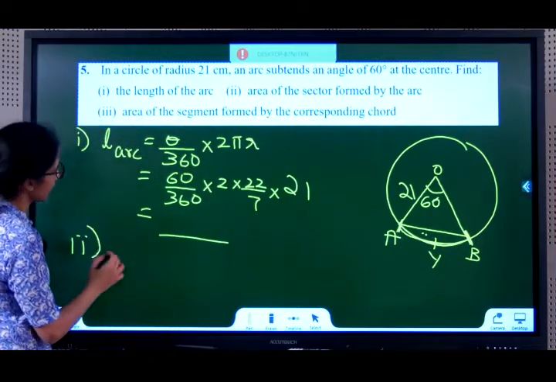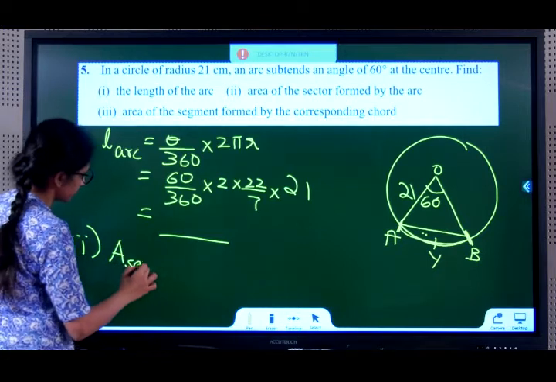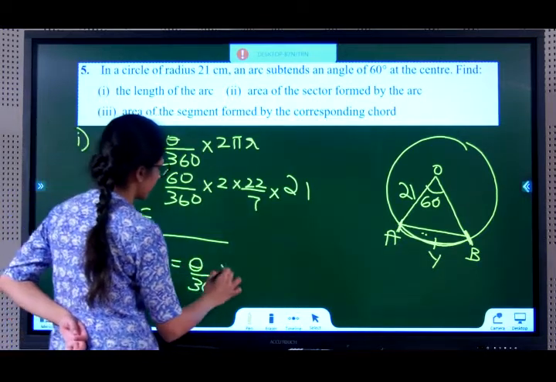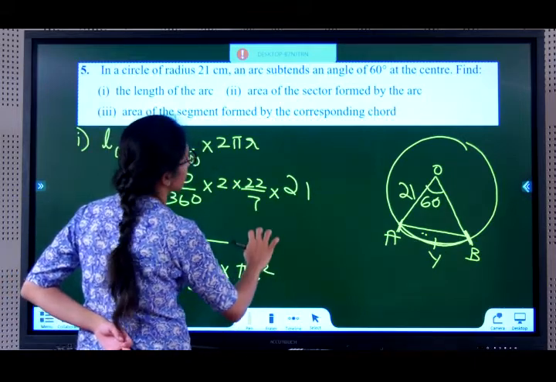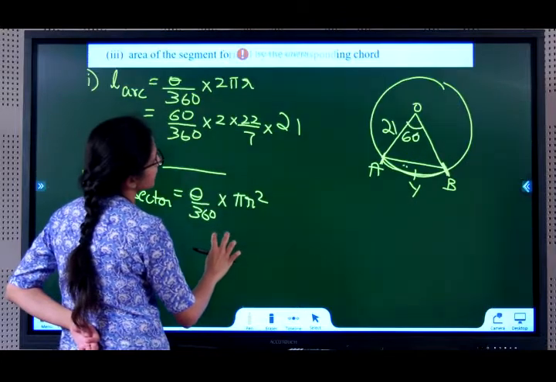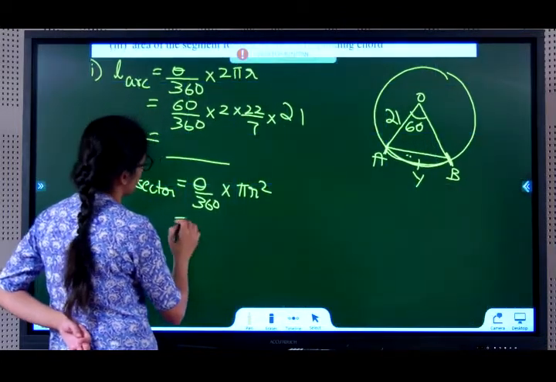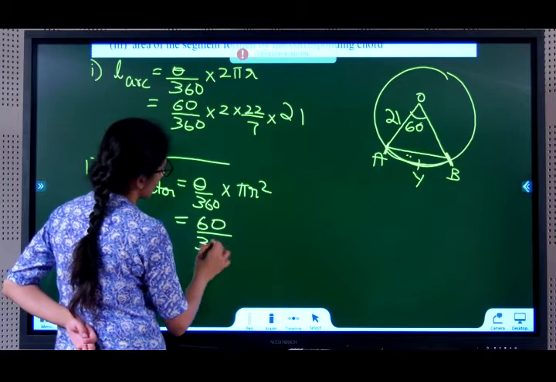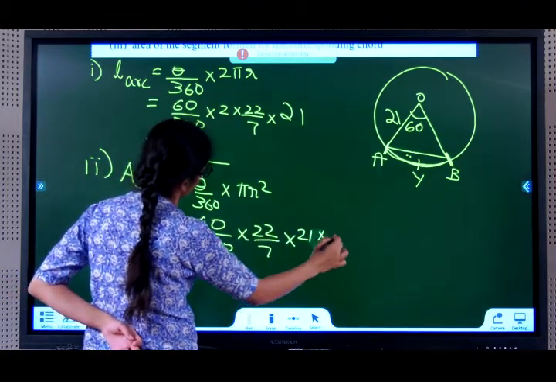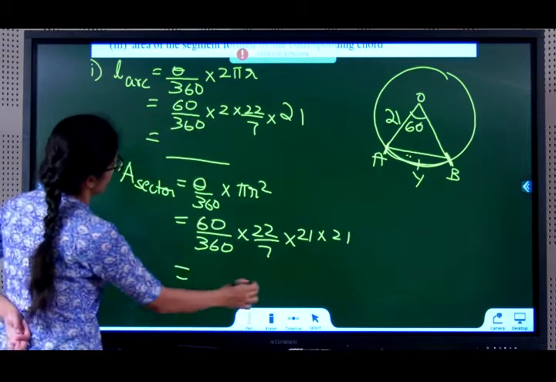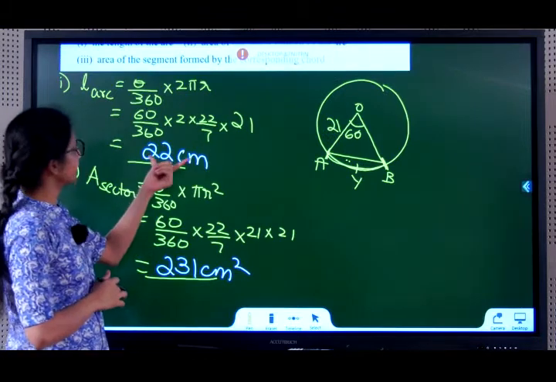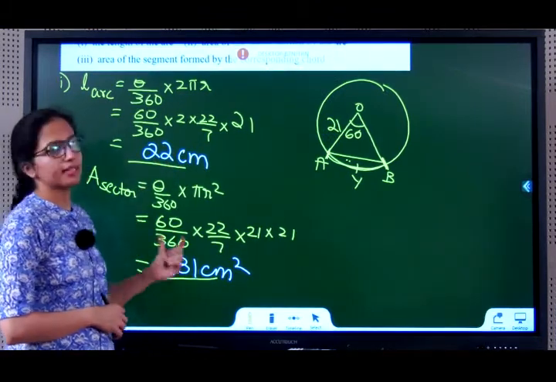Similarly, for the second part, area of sector, theta by 360 into pi r square. Theta 60 by 360 into 22 by 7 into 21 into 21. Solve this and we'll verify both of these, and then we'll go for the third part, the segment. So we get this as 22 centimeter and this as 231 centimeter square.